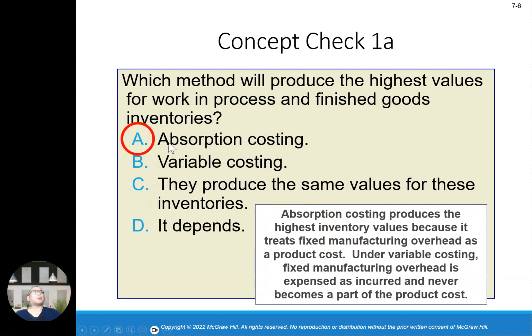Alright, this is the answer, which is A. Absorption costing produces the highest inventory values because it treats fixed manufacturing overhead as product cost. Under variable costing, fixed manufacturing overhead is expensed as incurred and never becomes a part of the product cost.